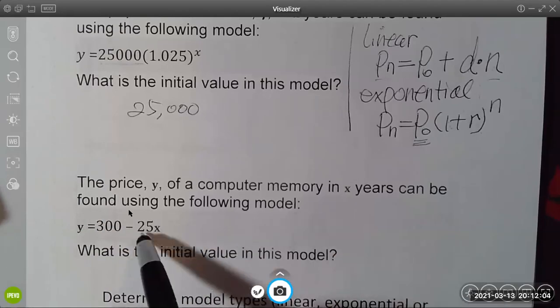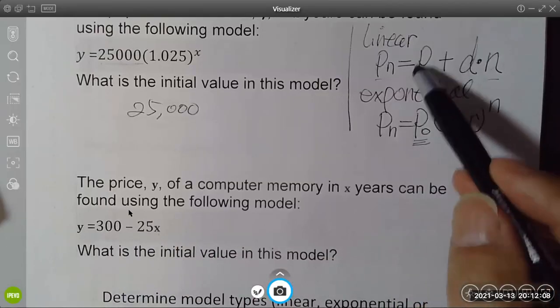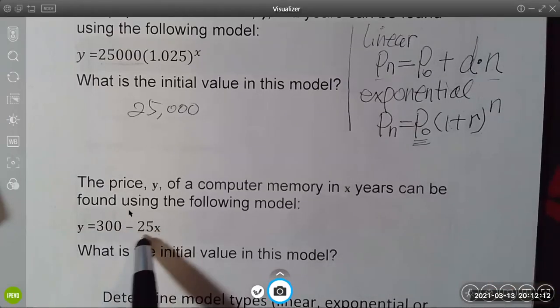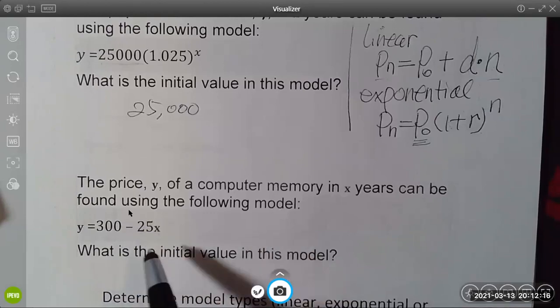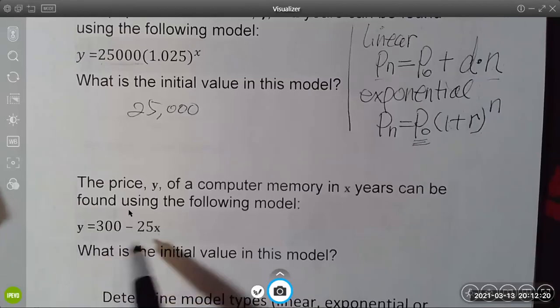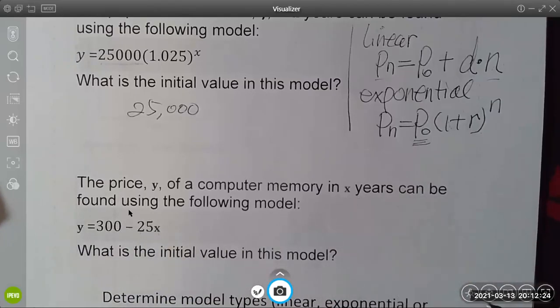Since there's a linear model, look at this format: initial value, growth rate times input. So growth rate is negative, that means it's declining. So this computer memory price will decline $25 per year because the X is measured in years.